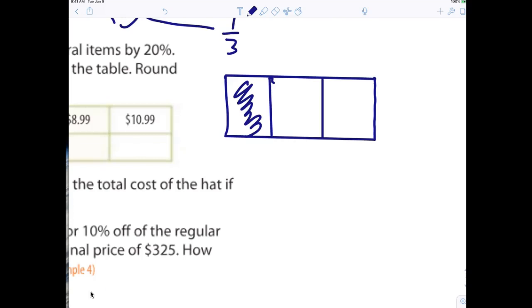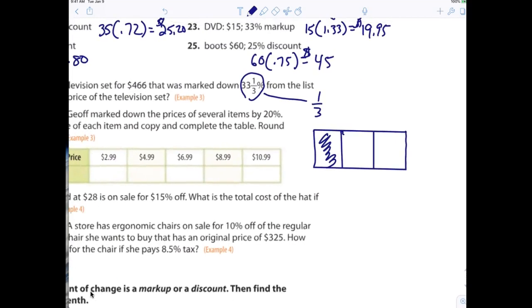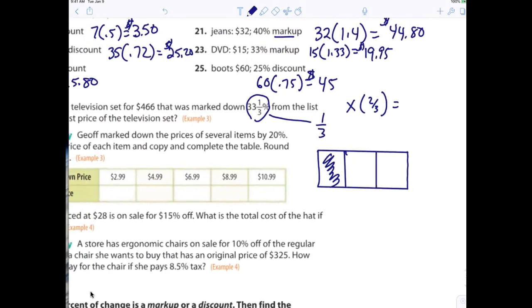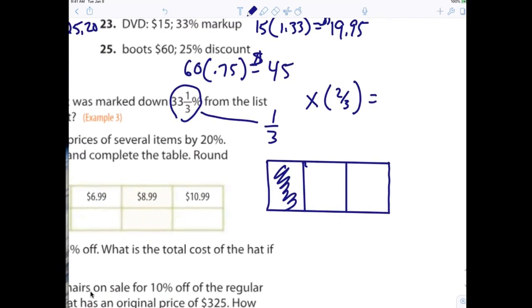All right, let's get back to our problem. Do we know what the original price was? No, we don't know. That's why it's X. Everybody, this is the hard one. This is what we were doing earlier. And I only had to pay what fraction? 2/3. Yes, so X times 2/3 is equal to what was our cost? 466.